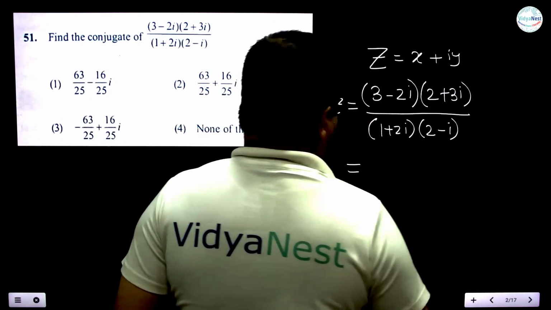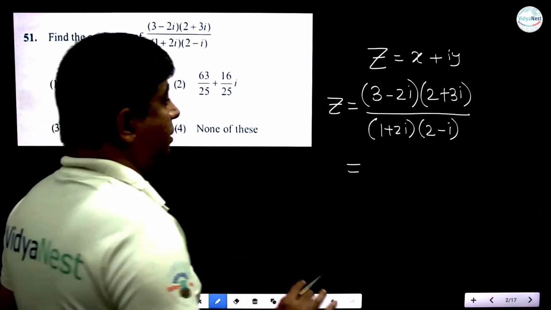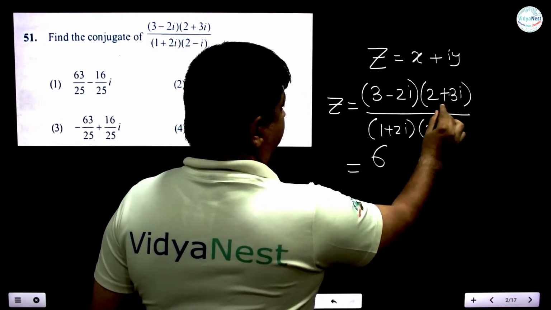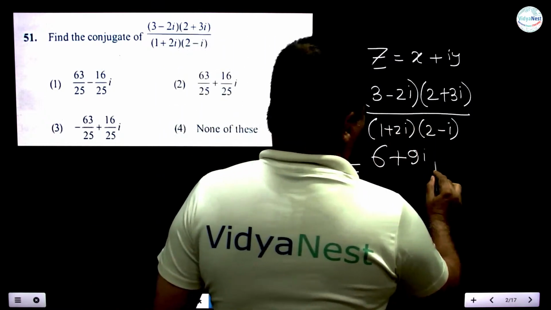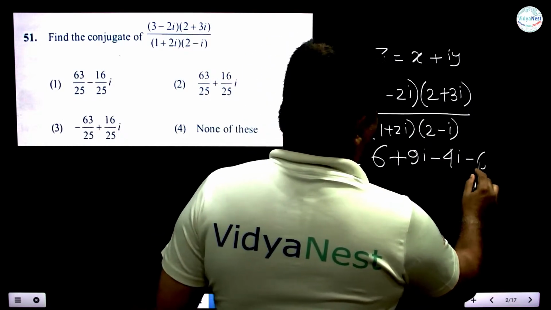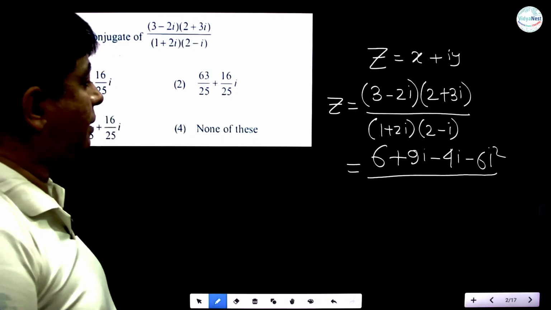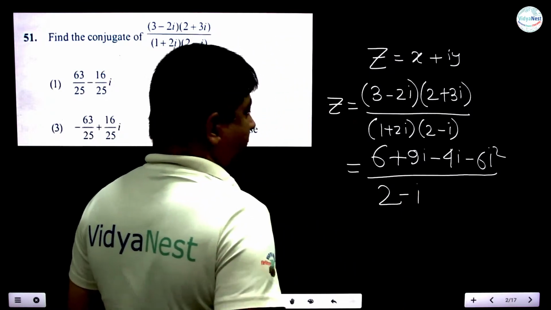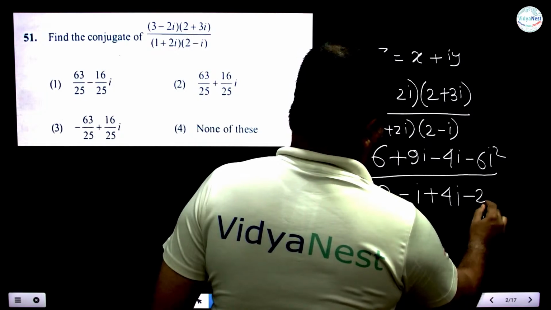So that will be our lookout. To do this, first we will do maximum simplification by multiplication. See, first in the numerator, then in the denominator. 3 into 2, 6, 9i minus 4i minus 6i square. In the denominator, 2 minus i plus 4i minus 2i square.